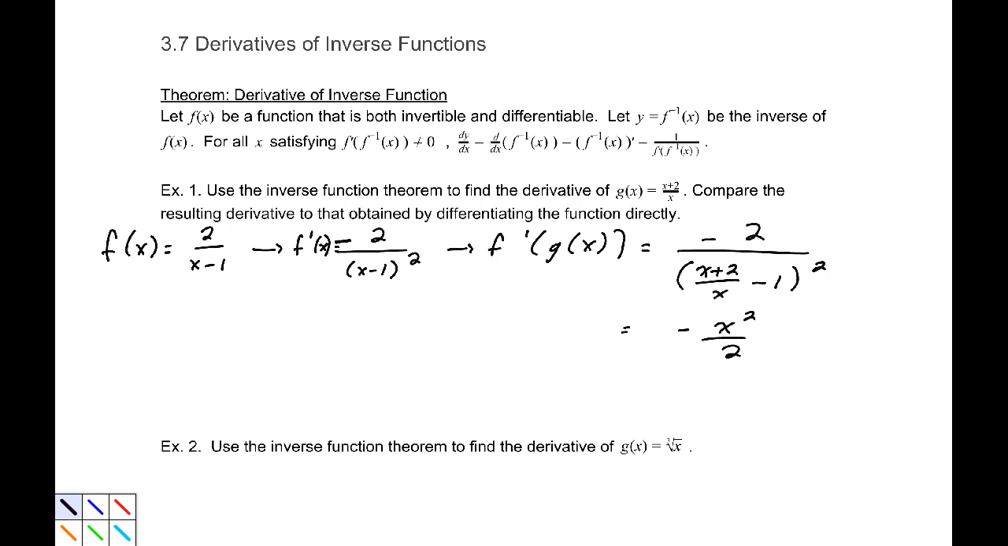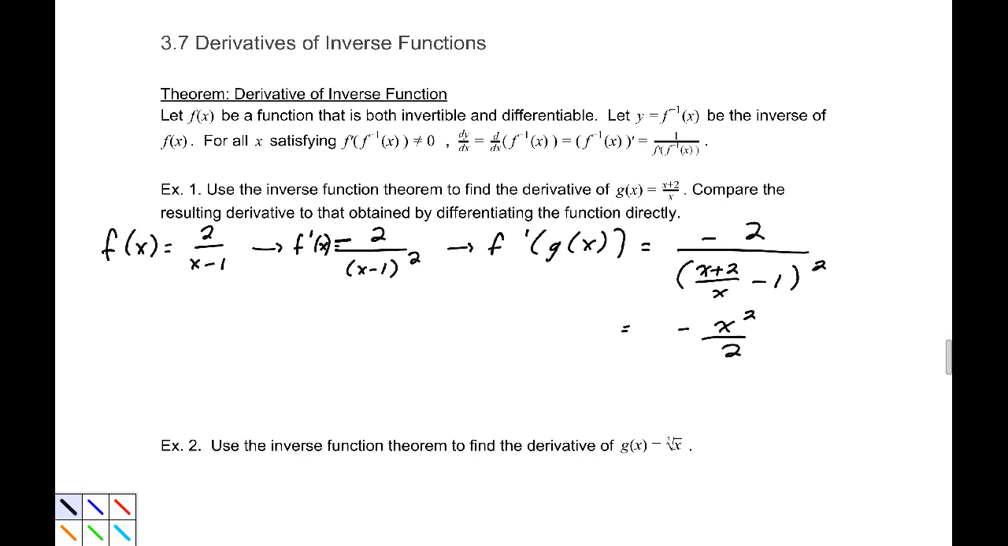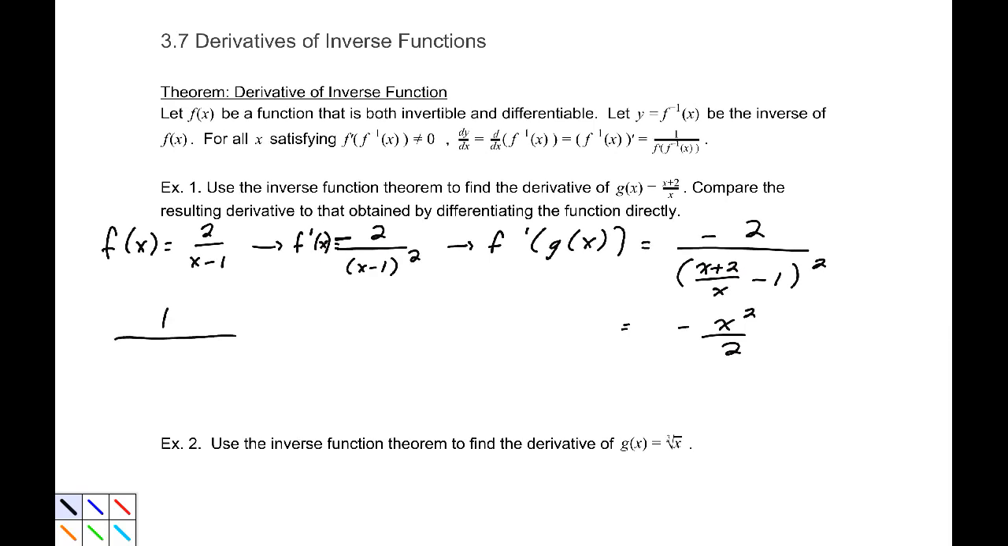Oh, I skipped a step. I didn't do 1 over that. I apologize. So I need 1 over that function. 1 over that function. F prime of g of x. So my function is negative 2 over x squared. And that is the derivative of my inverse.